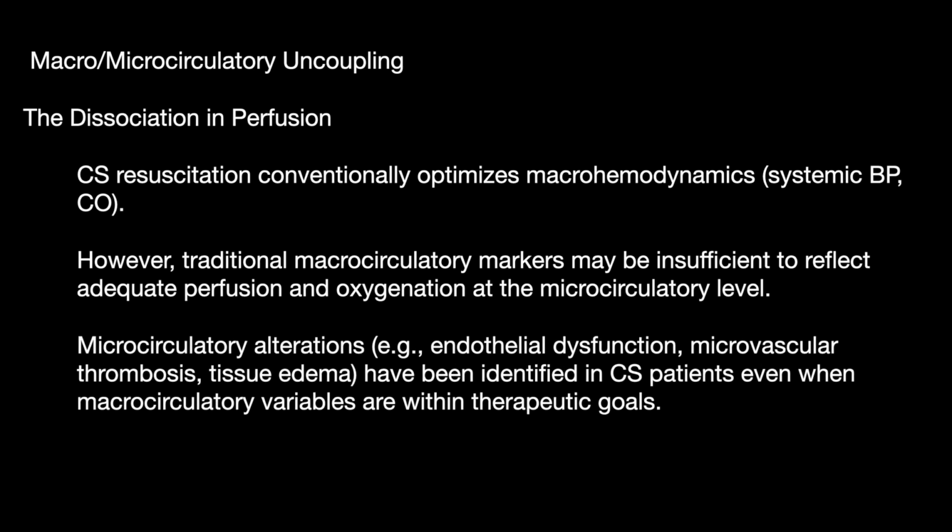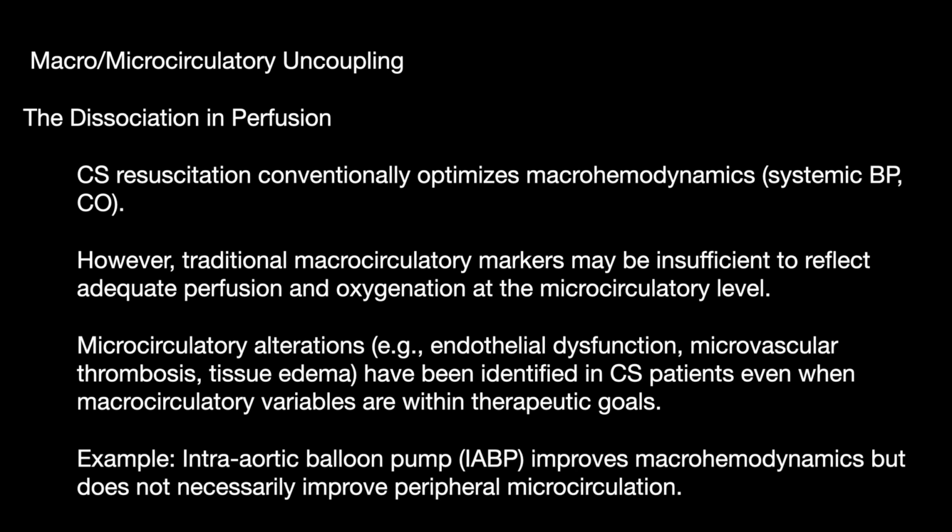So microcirculatory alterations like endothelial dysfunction, microvascular thrombus or tissue edema have been identified in cardiogenic shock patients even when macrocirculatory variables are within therapeutic range. So this is important. Just by achieving a BP target or a cardiac output target, we do not guarantee that the shock is resolved, because these things can be there. So you use an intra-aortic balloon pump which improves the macro hemodynamics but does not necessarily improve the peripheral microcirculation.